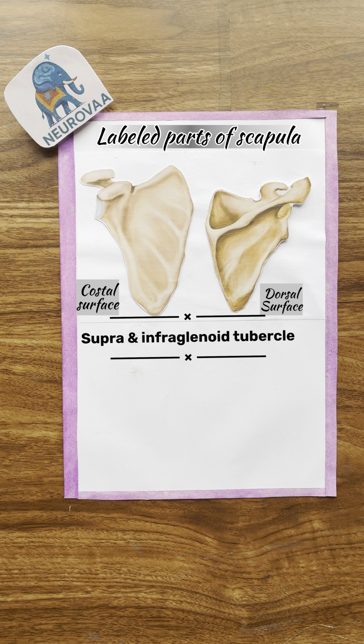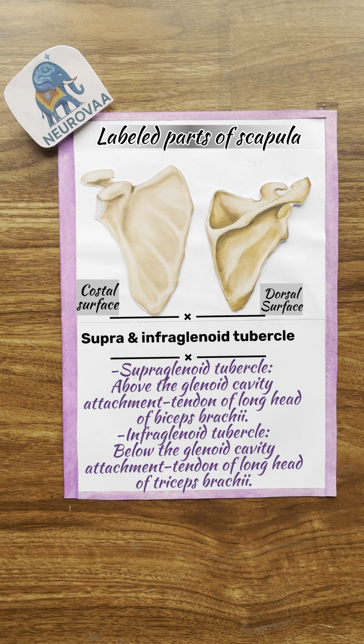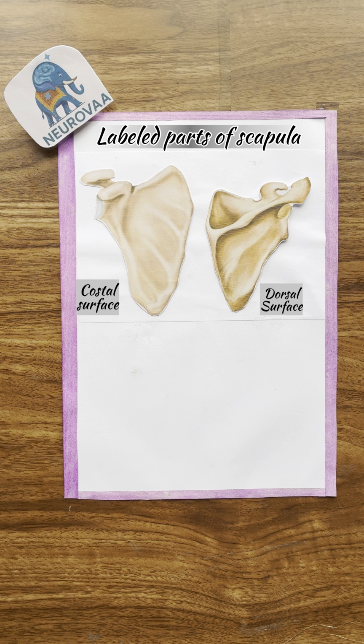Supraglenoid and infraglenoid tubercles. Supraglenoid tubercle is above the glenoid cavity, the attachment for the tendon of the long head of the biceps brachii, and infraglenoid tubercle is below the glenoid cavity and is the attachment for the long head of the triceps brachii.